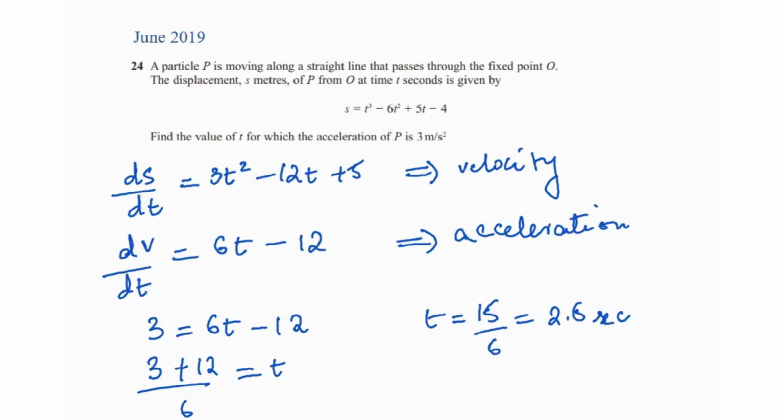This question was much simpler and less time consuming compared to the other ones that we've done for displacement and velocity. Quite straightforward. You just have to differentiate your displacement first to get the velocity equation. Then you differentiate your velocity equation to get the acceleration equation. And then you put your equation equal to 3 meters per second squared. Find the value of the time at which the acceleration is that.